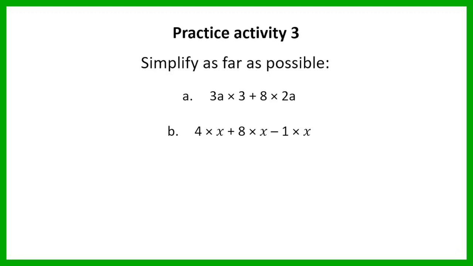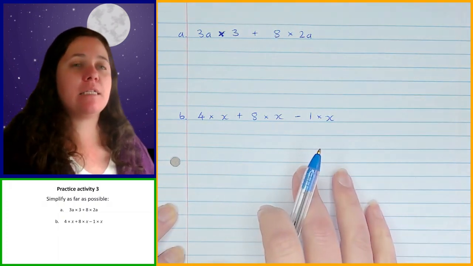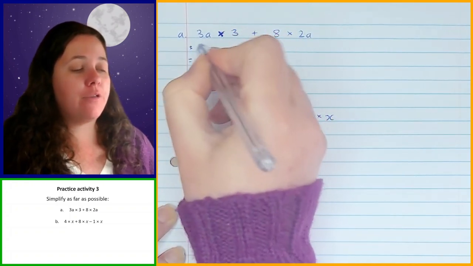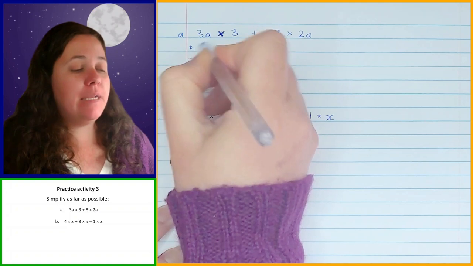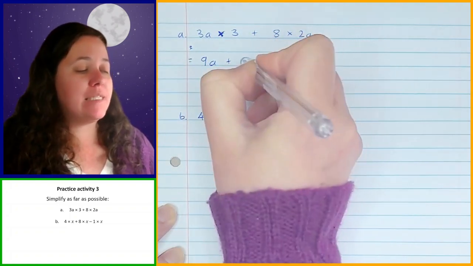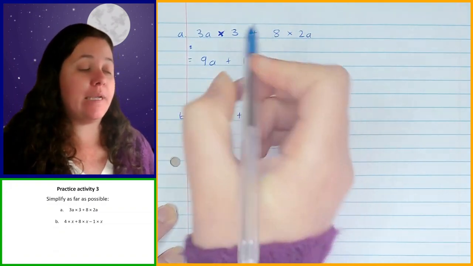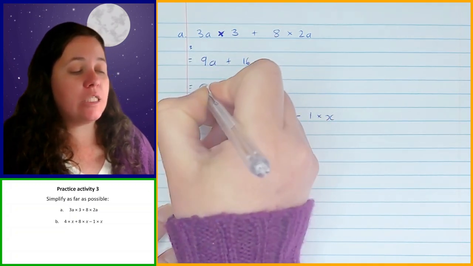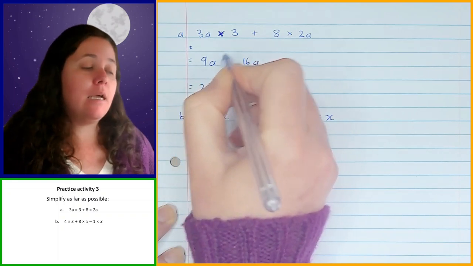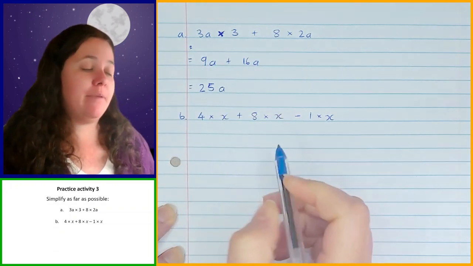Okay, so let's see what you got for those examples. So first we had 3a times a plus 8 times 2a. So in this example, we first need to multiply our 3a and our a. So that gives me 3 times 3 is 9a plus 8 times 2 is 16a. So I've got 9a plus 16a. They are like terms, so I can add them. 9 plus 16 is 25. And that is just telling me that I had 9 a's, I added 16 a's, now I have 25 a's. They are still a's, so it's 25a.